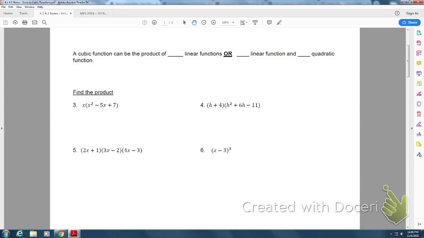A cubic function can be the product. What operation is product talking about? Multiplication. So it is the product of three linear functions or one linear and one quadratic. All right, that's going to be a lot of this unit. That's kind of what we're going to do down here, is finding the product. Looking at number 3.